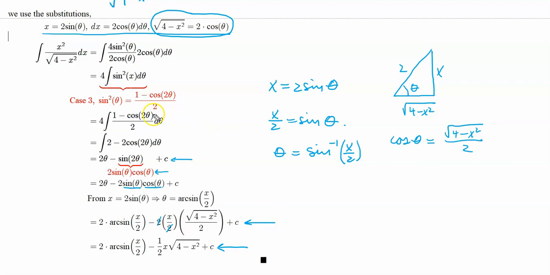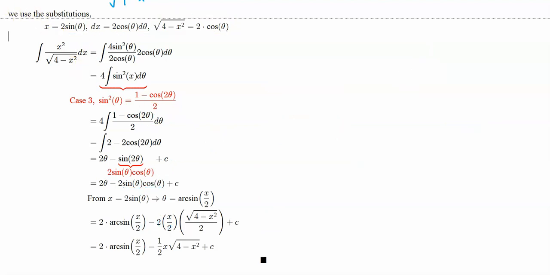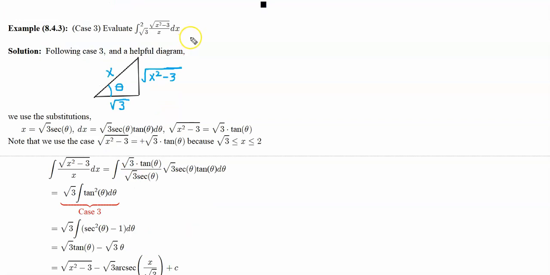Let's take a look at another example. Now here we have an example illustrating case 3. So we'd like to evaluate the definite integral from the square root of 3 to 2 of the square root of x squared minus 3 divided by x.